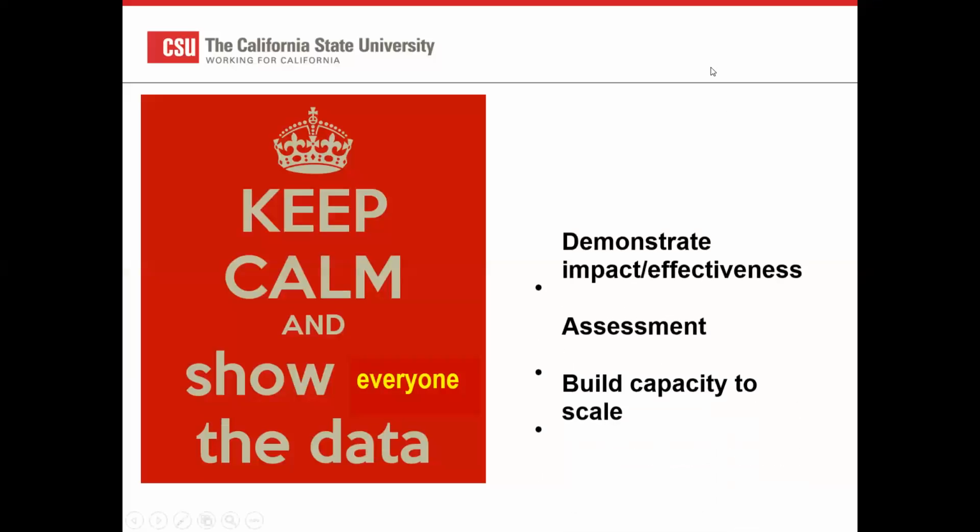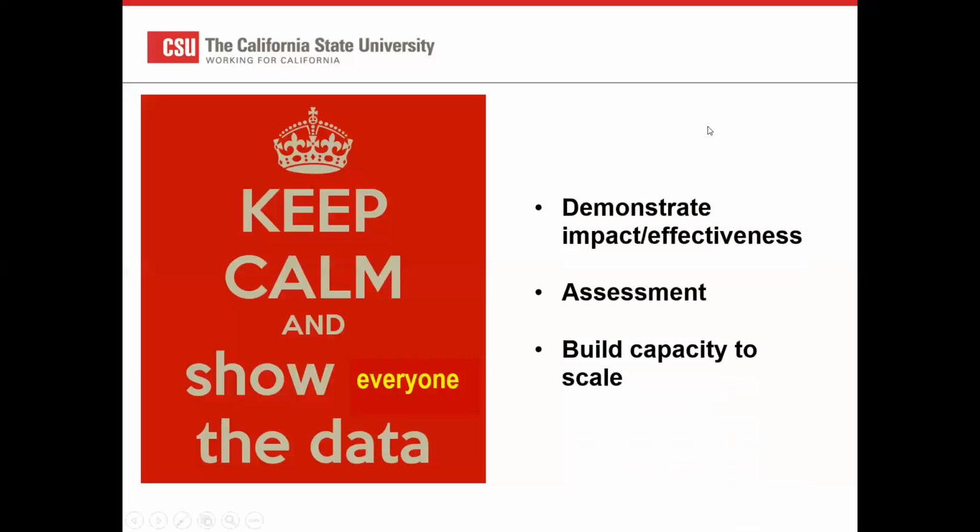So key to this tutorial is definitely staying calm. Data can be somewhat cumbersome and sometimes intimidating, but at the end of the day, it definitely points in a great direction on how to build very successful student success programs. Key to staying calm is being transparent and sharing this information with as many stakeholders as possible, all in an effort to demonstrate program impact and effectiveness, to inform program assessment, and to help to build your program capacity in order to scale to large populations of students.